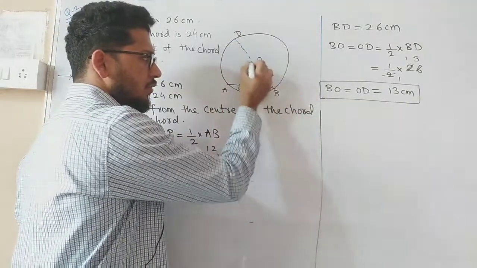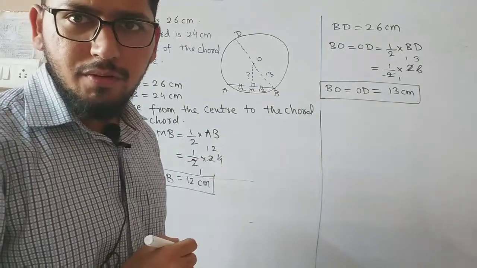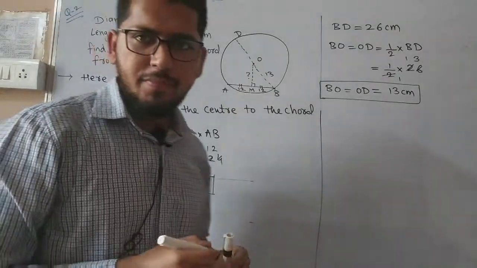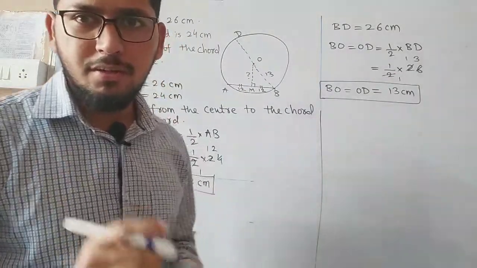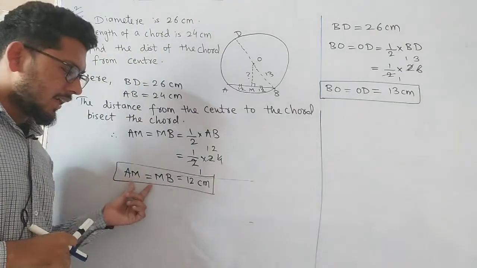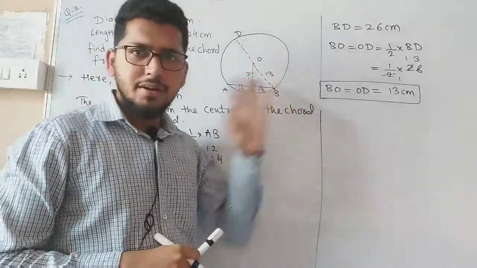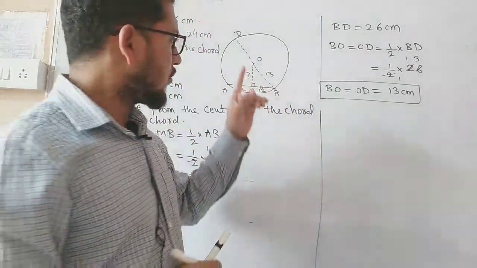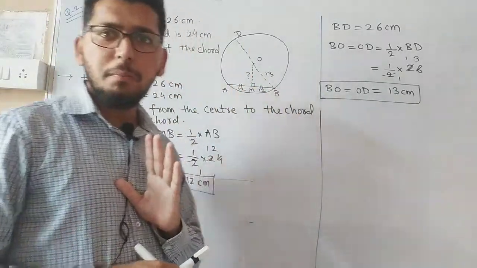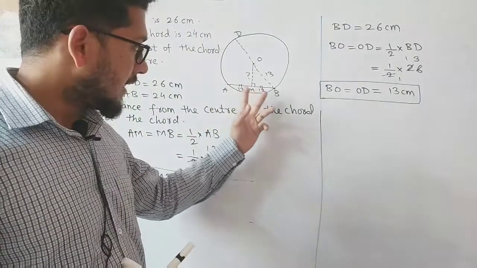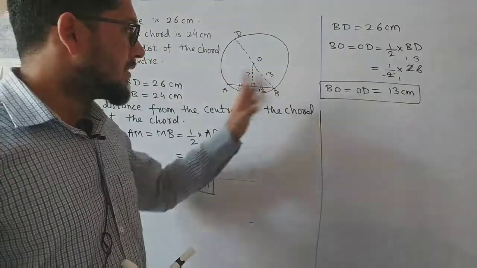Now, using the Pythagoras theorem, we will find OM. Okay, now we will use the Pythagoras theorem. First of all, we have calculated AM and MB, that is 12. Secondly, we have calculated BO and OD by taking half the length. Now we'll go to the right angle triangle OMB. So we have got two lengths, that is MB is 12 and OB is 13.